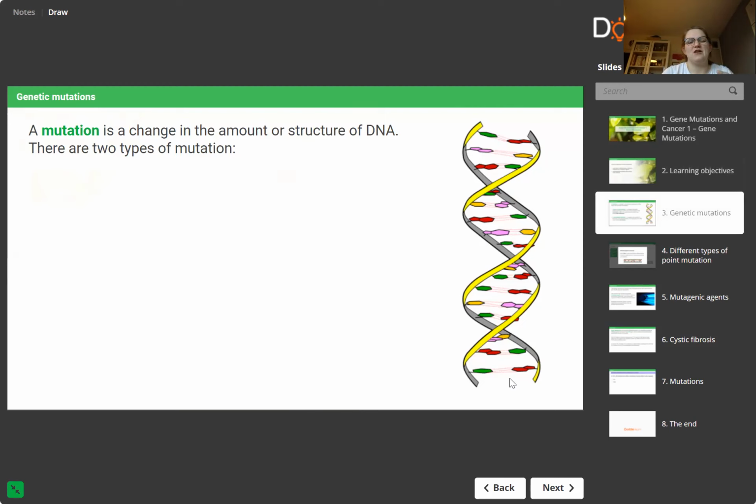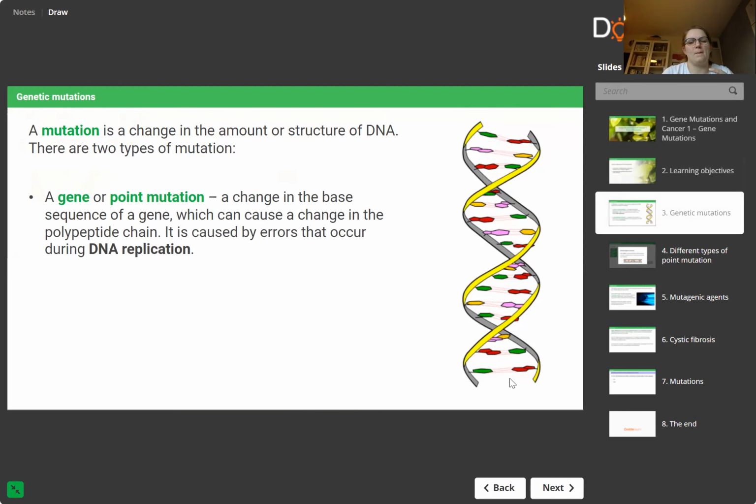Here, they're going to use two types of mutations because we can basically group them, but obviously we have more than just those two, so I will go through them all again. But we can say a gene or a point mutation. So this is where we've gone in and we've changed a base sequence of a gene. So in the base sequence of a gene, there's a change, and that can cause a change in the polypeptide chain. And this is caused by errors that occur during DNA replication.